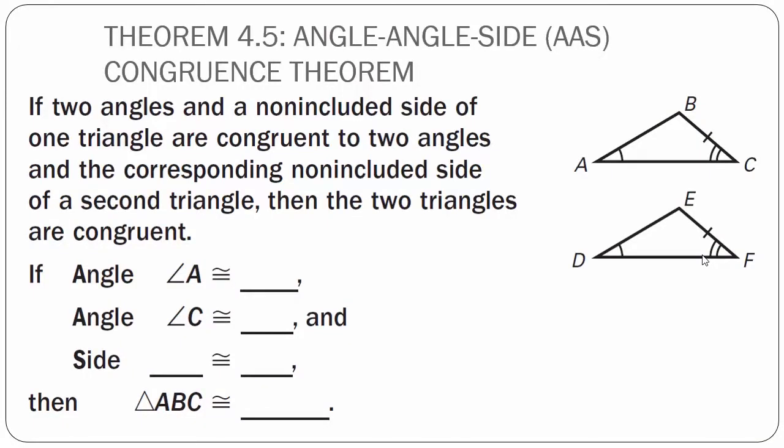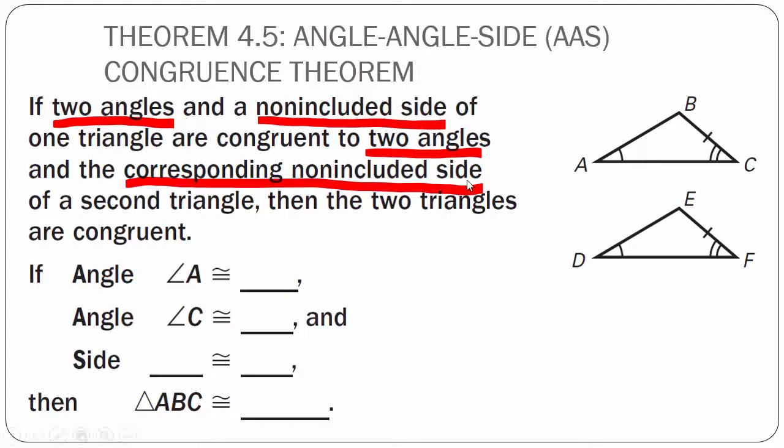Theorem 4.5, angle, angle, side, AAS congruence theorem. If two angles and a non-included side of one triangle are congruent to two angles and the corresponding non-included side of a second triangle, then the two triangles are congruent.